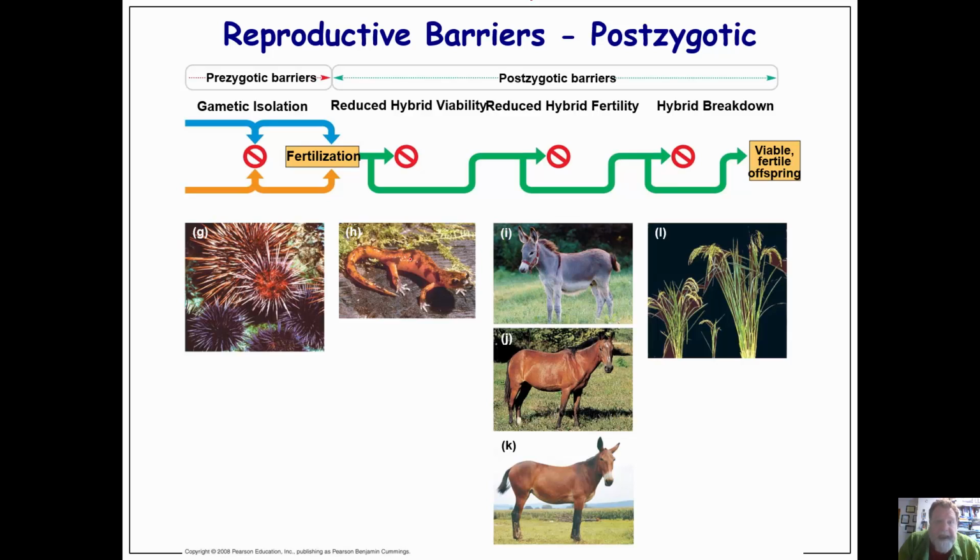Again, once a mating does occur, a fertilization event does occur, sometimes we see reduced hybrid fertility, and we see hybrid breakdown, which is where eventually, over time, the hybrids break down. Here we see the combination of a horse and a jackass produces a mule, which is infertile and cannot produce offspring, although it's a very, very robust organism.